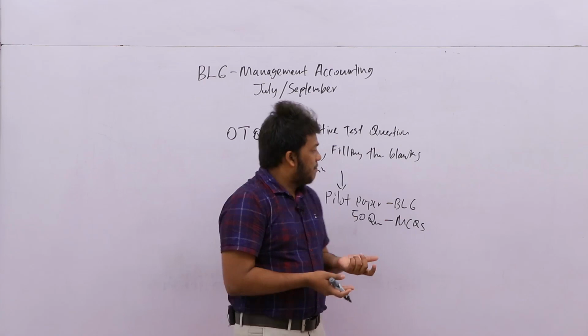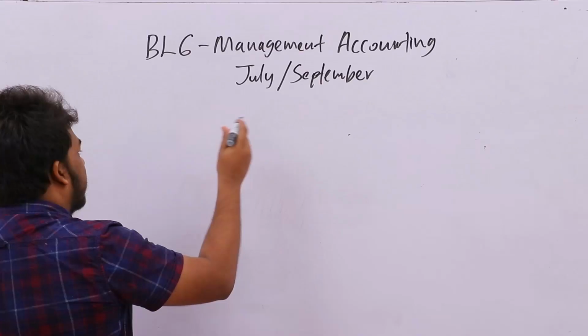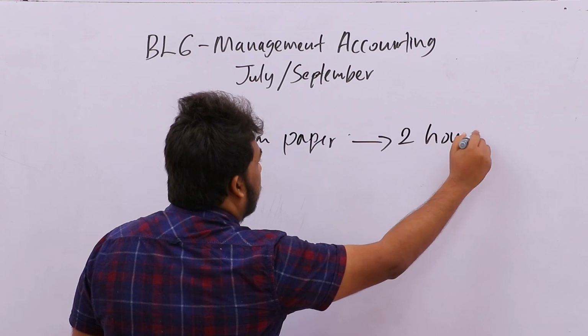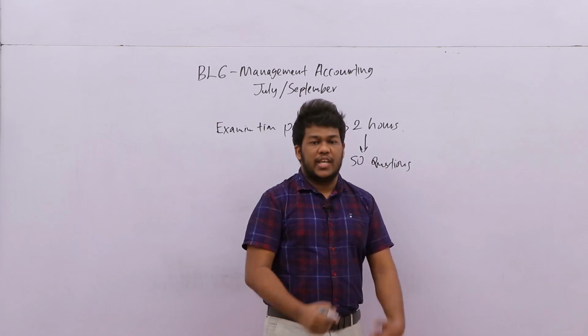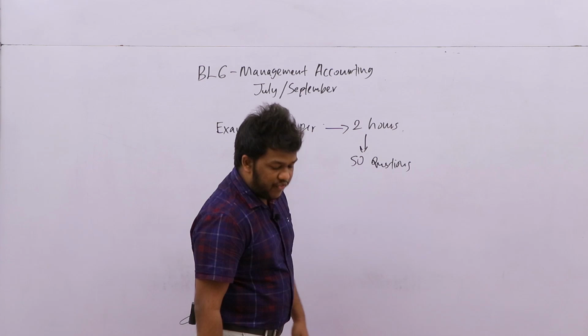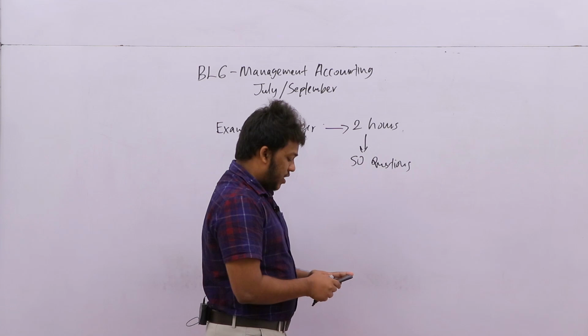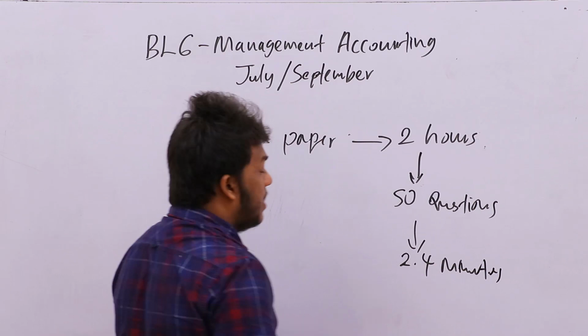Your examination paper will have 2 hours, and it has 50 questions, mostly MCQ type questions. So if you have 2 hours and 50 questions, you will have a small time to answer one question. That is 120 minutes divided by 50, which is 2.4. So 2.4 minutes will be the time allocated for you to answer one question.